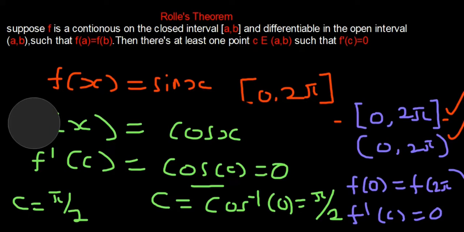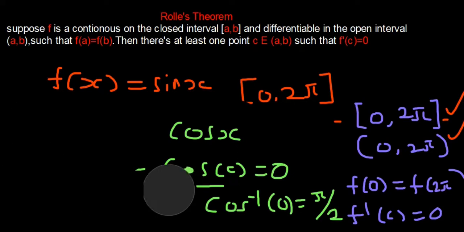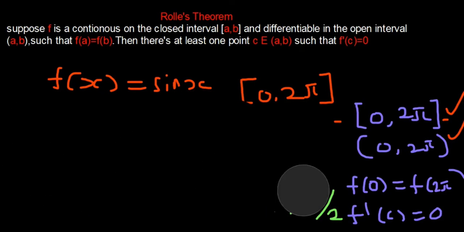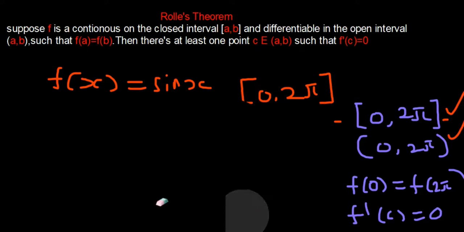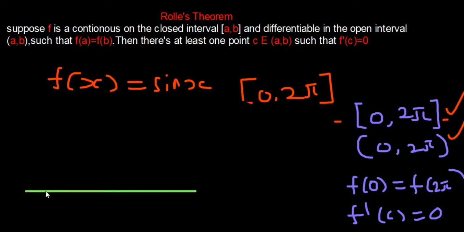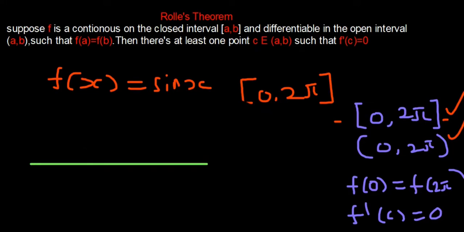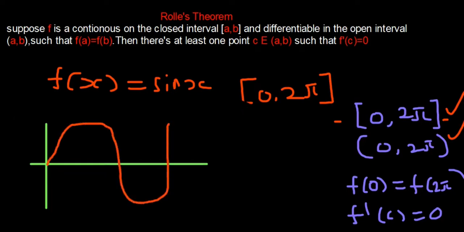And you know the function is a sine function, so the graph will just be what you normally call the sine wave. The graph will be something like this. So let's draw the graph of a sine wave. It will be something like this, then something like this, then something like this, continuously.